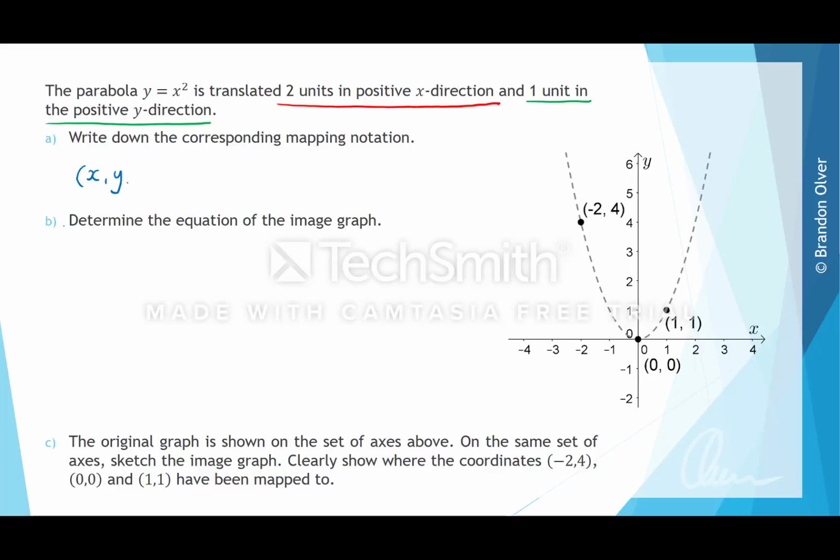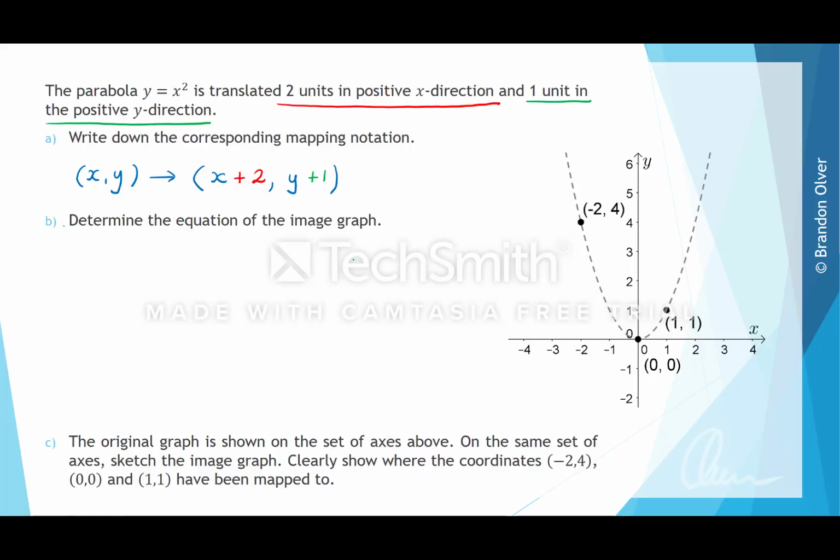So we have (x, y), and for this example it maps to (x, ...). A translation of 2 units in the positive x direction for mapping notation is x plus 2. Then the other part of the coordinate is y, and a translation of 1 unit in the positive y direction is y plus 1 for mapping notation.